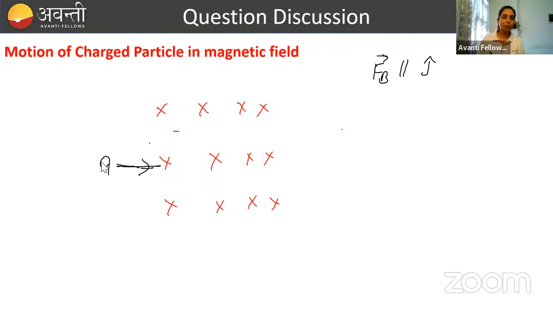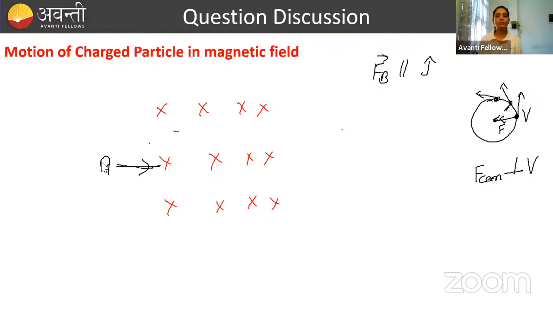Done. So for the trajectory, you all must have studied circular motion, right? You have studied circular motion, right? In circular motion, if a particle is moving in a circle, its velocity is tangential to the trajectory, and at the same time it has a net force acting towards the center. So the direction of force and direction of velocity are perpendicular to each other in circular motion. If you talk about centripetal force, it is perpendicular to the velocity, right?